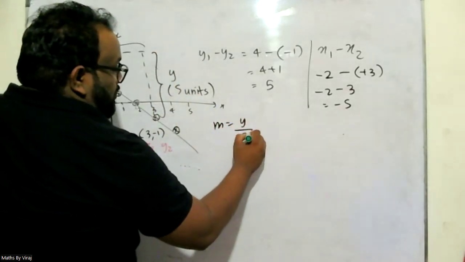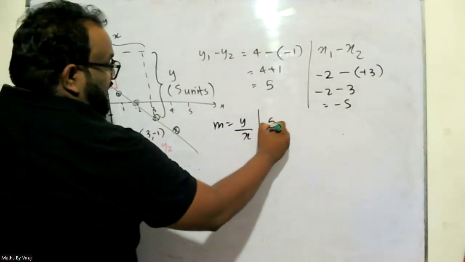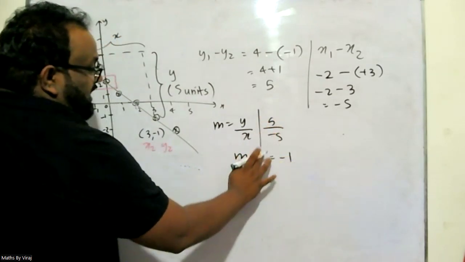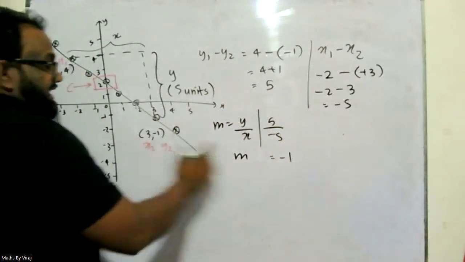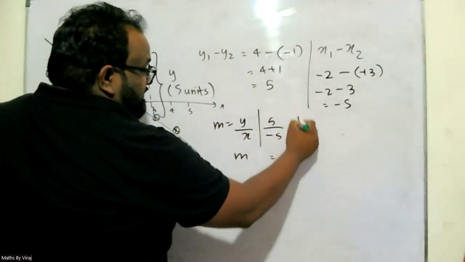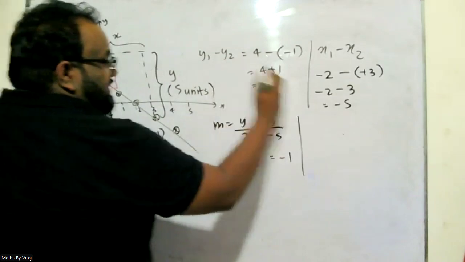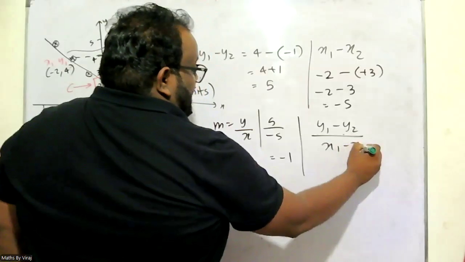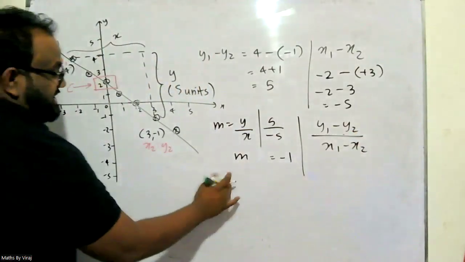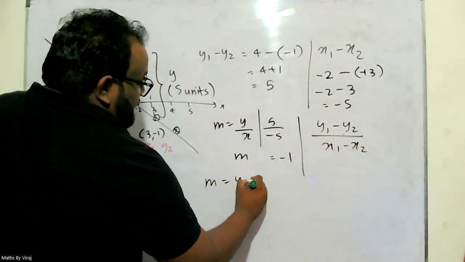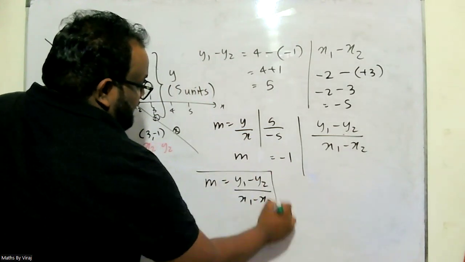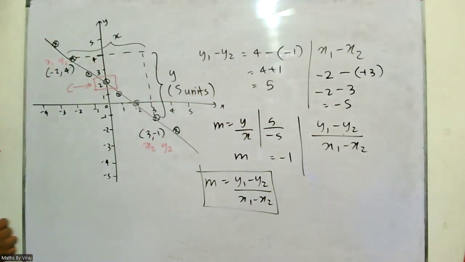So we have our equation. m is equal to y upon x. We have gotten 5 upon minus 5, which is minus 1. m is what now? Minus 1. Even though that is the case, how did I get 5? y1 minus y2 over x1 minus x2. Therefore, it is safe for us to write m is y1 minus y2 over x1 minus x2 in that manner. Am I clear?